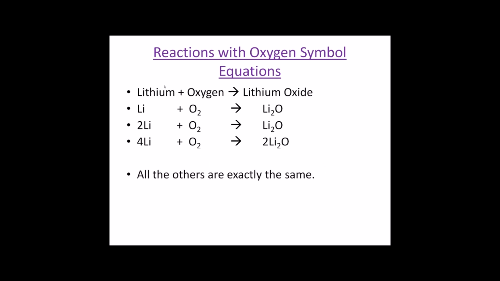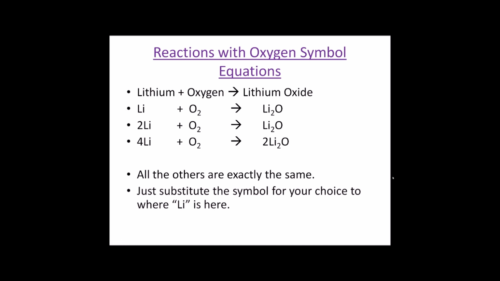All the other alkali metals react in exactly the same way. So instead of lithium plus oxygen there, you could have cesium plus oxygen makes cesium oxide, and then we'd just change these symbols. Instead of 4 Li, it'd be 4 Cs. Instead of 2 Li2O, it would be 2 Cs2O. Really, really simple. So you just substitute the symbol of your choice where the Li is in the example above.